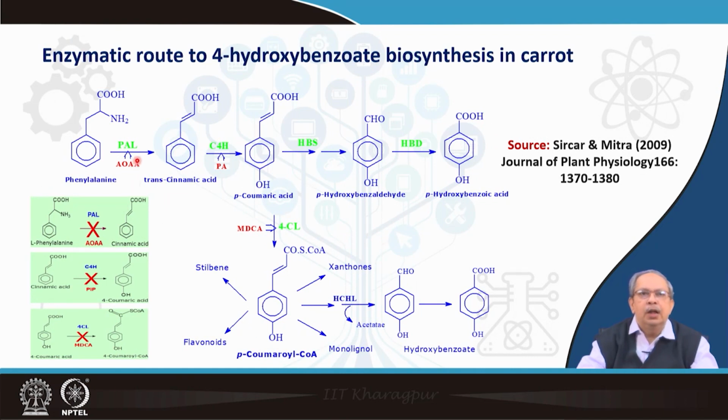We also added the precursor, we also added the inhibitor to further confirm, and what has been shown is that from phenylalanine it produces para-hydroxybenzoic acid, and from coumaric acid one route goes to 4-coumaroyl CoA, leading to the formation of different components, but in carrot the pathway moves in this direction, not in this direction, because when we added the MDCA, which acts as an inhibitor of 4CL, it did not affect the para-hydroxybenzoic acid accumulation in the carrot.